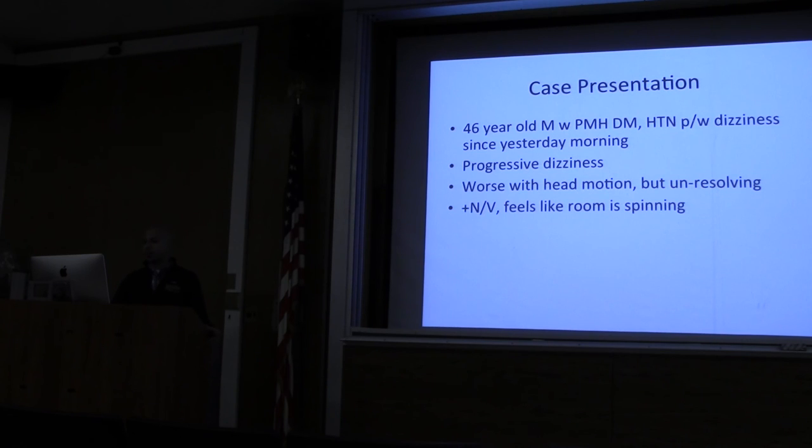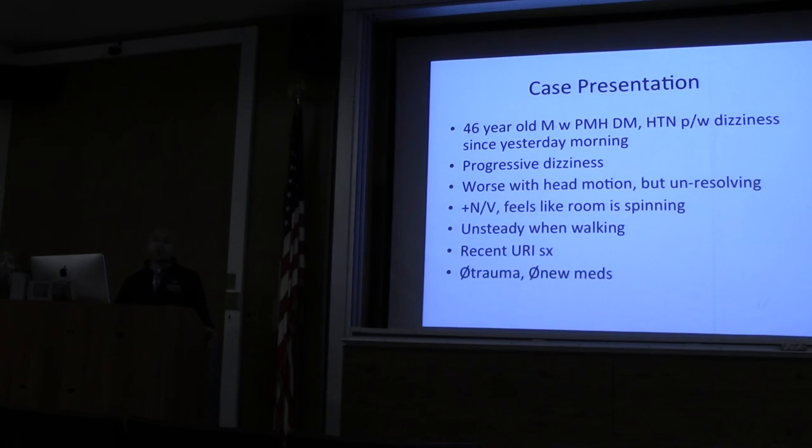There's some nausea. He's had a couple of episodes of vomiting, and he feels like the room is spinning rather than feels like things go black when he stands up. And he feels unsteady when he walks. Last week he had a URI with a fever that's been resolving, and he hasn't struck his head, hasn't had any trauma, and hasn't been taking any medications.